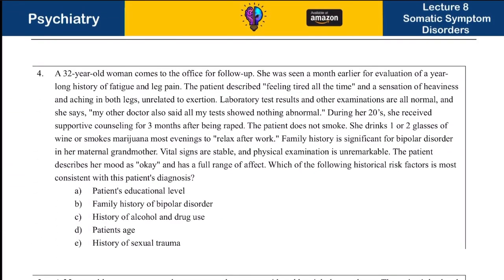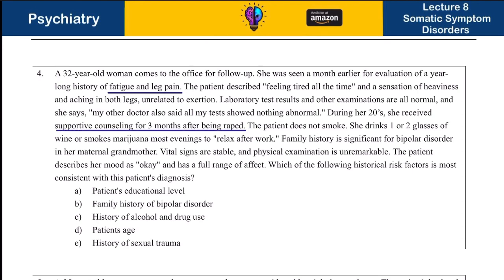Next, we have a 32-year-old woman who comes to the office for follow-up. She was seen a month earlier for evaluation of a year-long history of fatigue and leg pain. The patient describes feeling tired all the time and a sensation of heaviness and aching in both legs, unrelated to exertion. Lab tests and other examinations are all normal. She says, my other doctor also said that my tests show nothing abnormal. During her 20s, she received supportive counseling for 3 months after being raped.